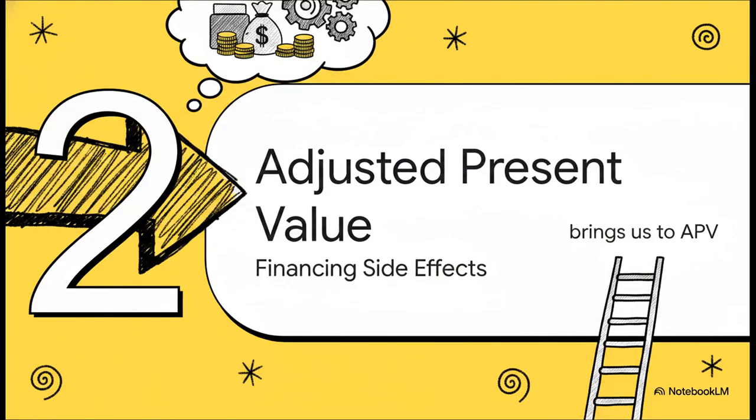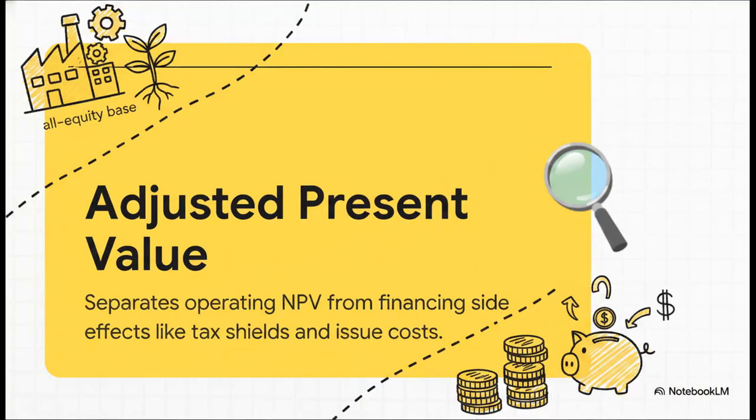Moving right along to Section 2, Adjusted Present Value, or APV. The real magic of adjusted present value is how it allows us to strip a highly complicated project down to its absolute bare-bones all-equity base. Imagine we are looking purely at the operational success of a brand new factory. The fundamental question is, does it actually make money on its own merit?